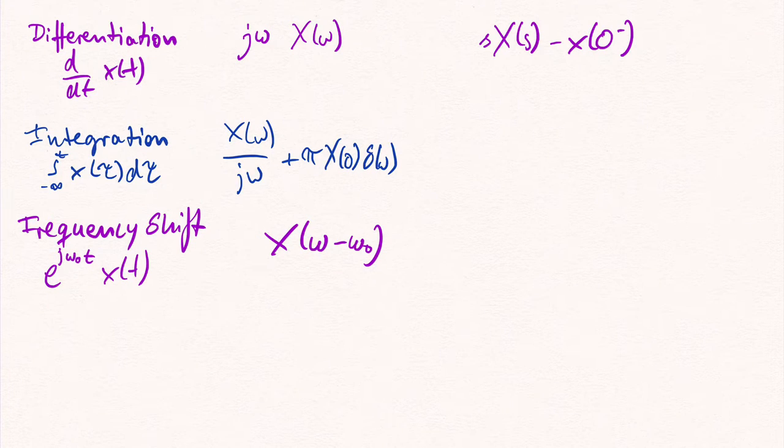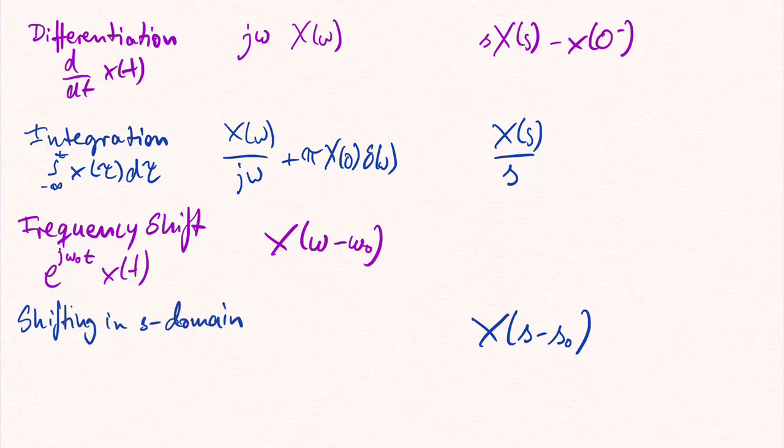When integrating the signal x of t, the Laplace transform is X of s divided by s, similar to X of omega divided by j omega plus the extra term for the Fourier transform. Since the Laplace transform is a function of s and not of omega, we have to adapt the frequency shift property slightly to get that for X of s minus s0, which is a shifting in the s domain, corresponds to multiplying the signal in the time domain with e to the s0 t.